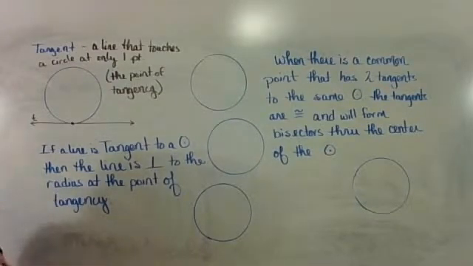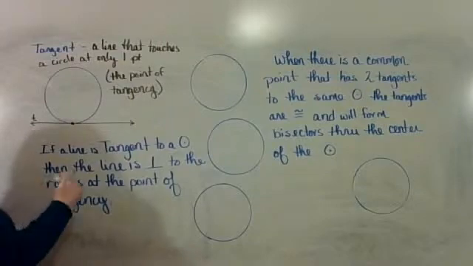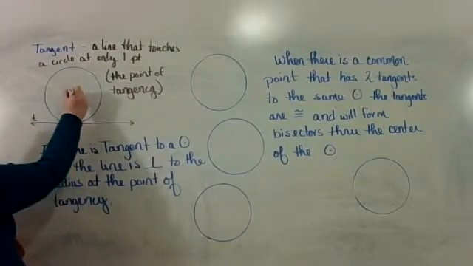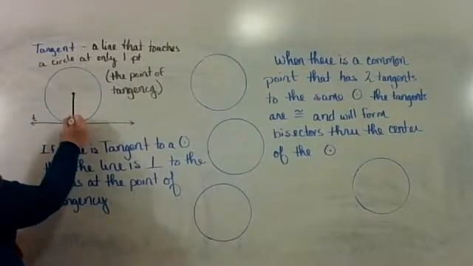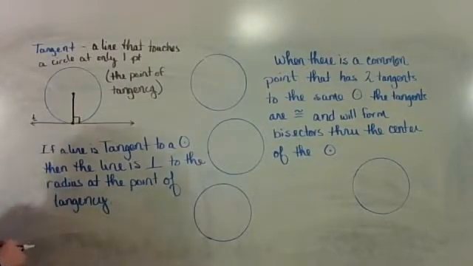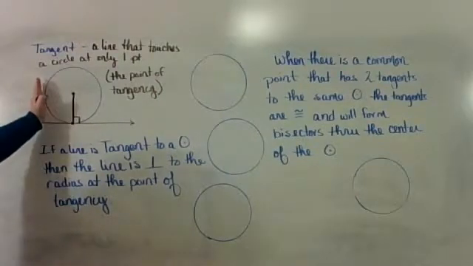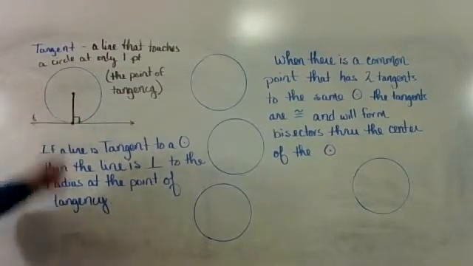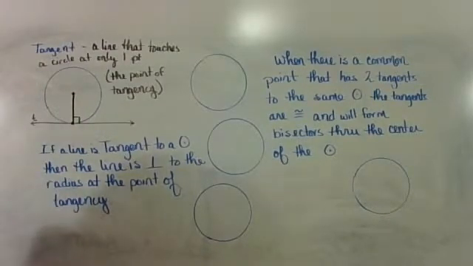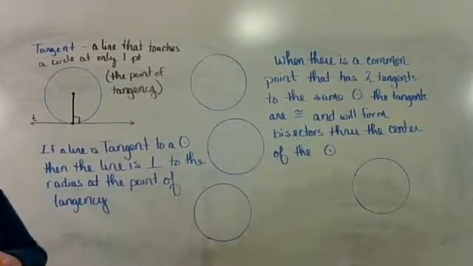This is a theorem that states if a line is a tangent to a circle, like this one is, then the line is perpendicular to the radius at the point of tangency. So in other words, it doesn't matter where this tangent is. If the tangent was over here, I could draw a radius from here to the line, and that would form a perfect right angle.